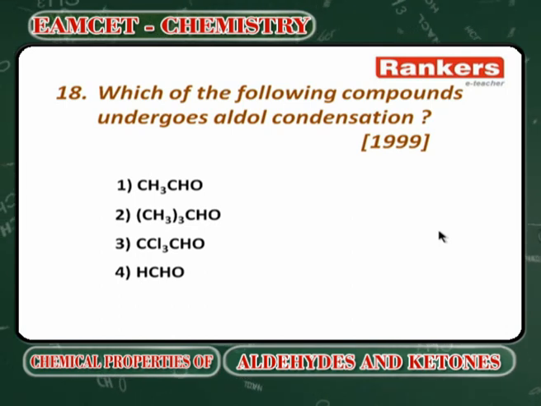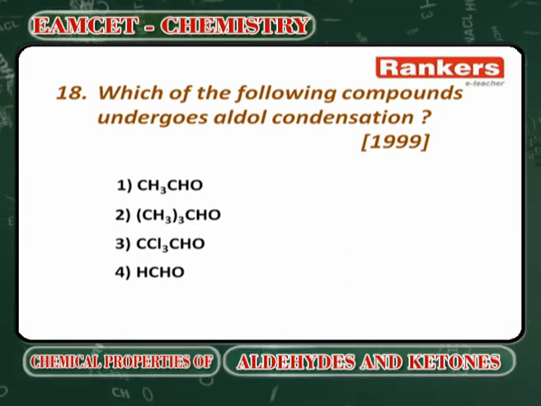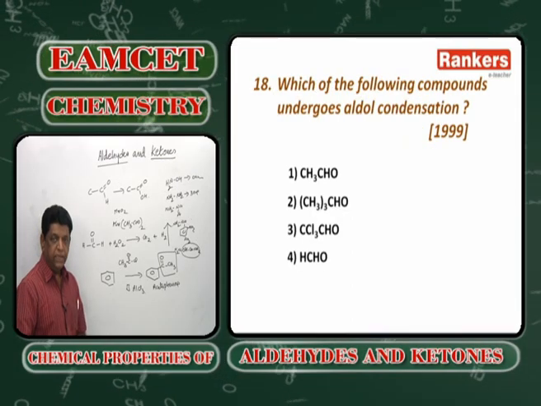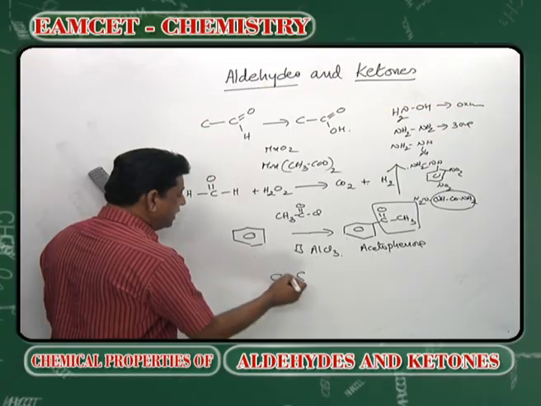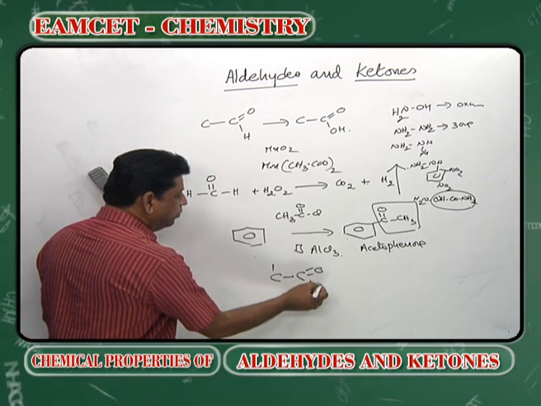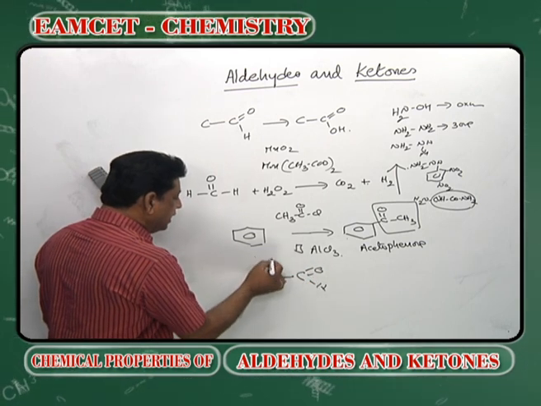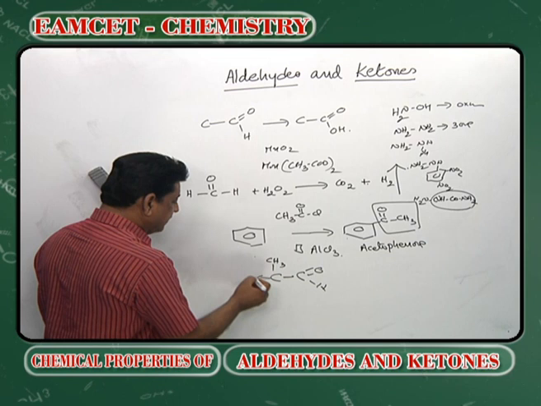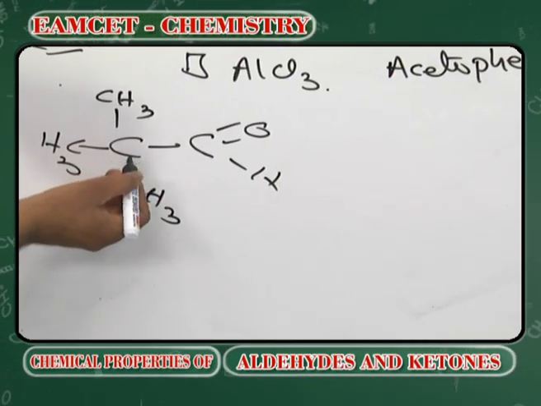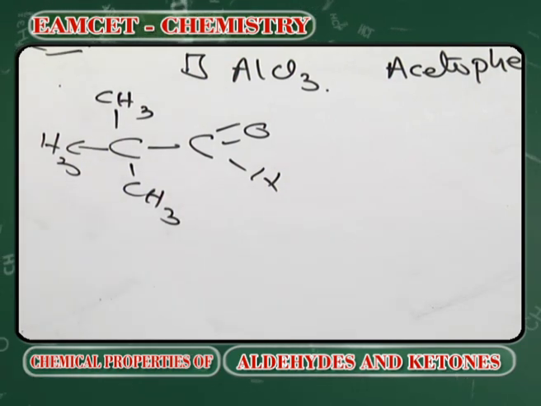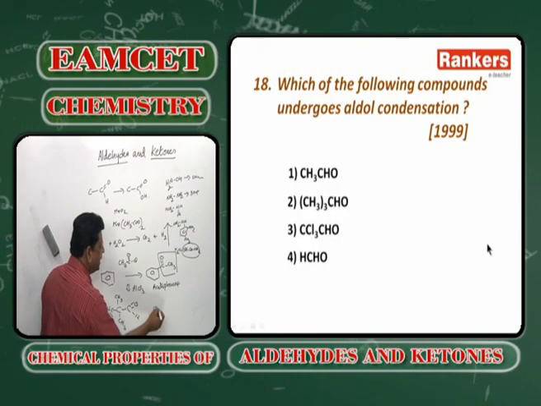In the first one you see acetaldehyde has 3 hyperconjugable alpha hydrogens. In the second one it is trimethyl acetaldehyde. Trimethyl means an aldehyde group is there, but the carbon has all 3 methyl groups. If a trialkyl system is there, there is no alpha hydrogen, therefore it will not undergo. And the third answer is trichloroacetaldehyde.